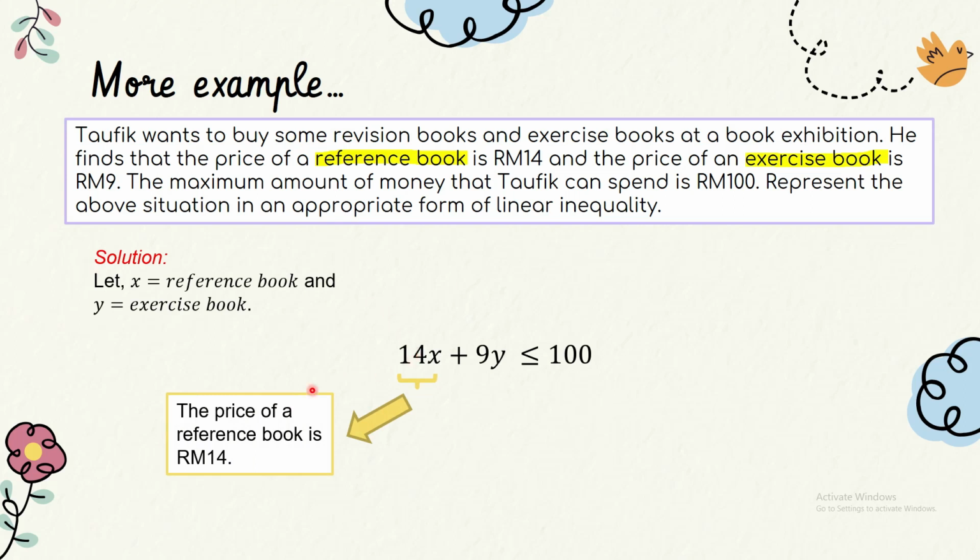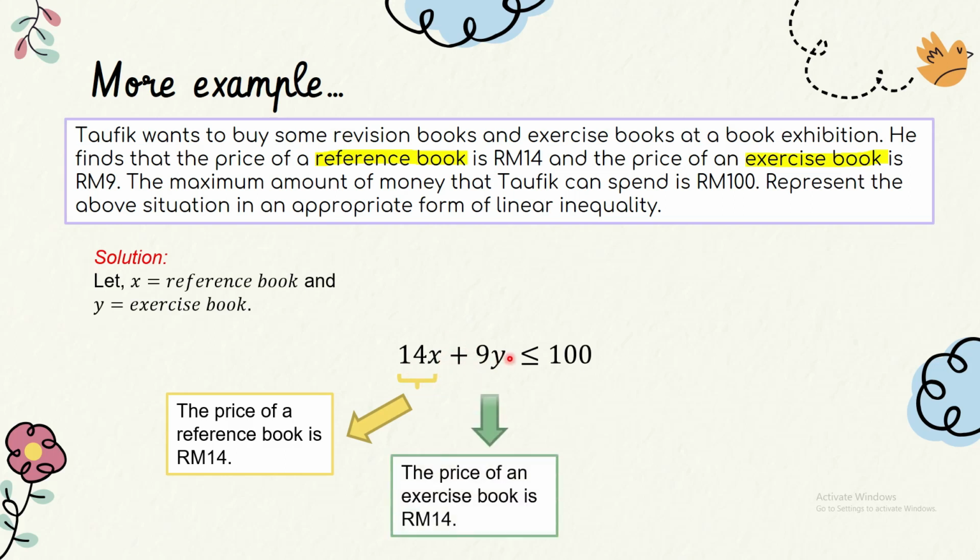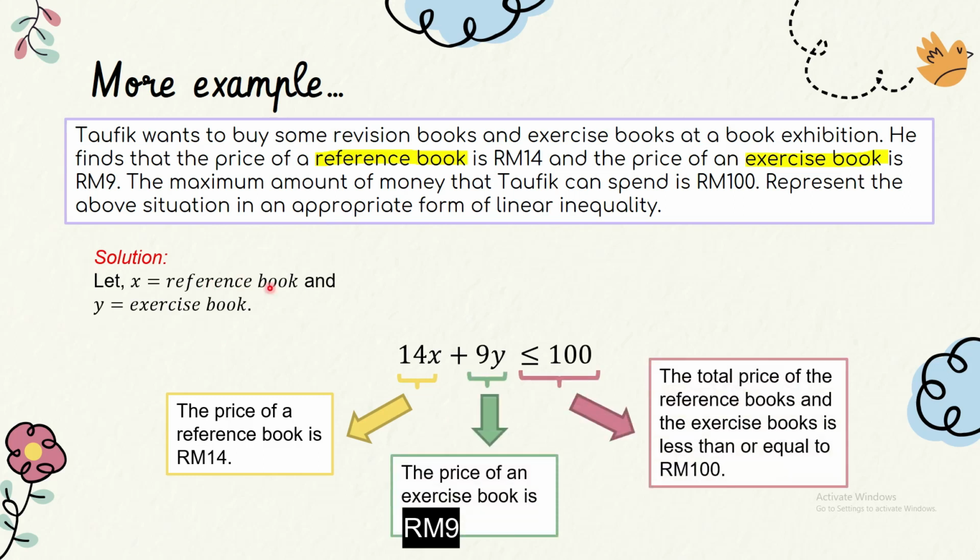14x is the price of reference books. Just now, the reference book we denoted as x, and the price is 14 ringgit. So that's why we write 14x plus 9y. 9y is the price of exercise books, which is 9 ringgit. Exercise books we represent as y. Next, less than or equal to 100. The total price of the reference books and the exercise books is less than or equal to 100 ringgit, because the maximum amount of money that Taufik can spend is 100 ringgit.